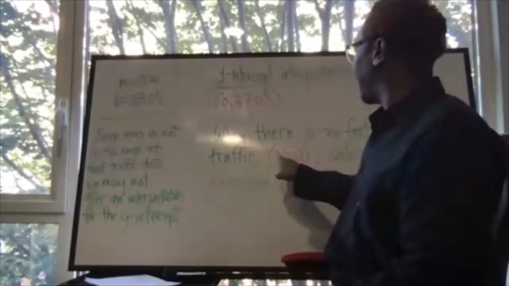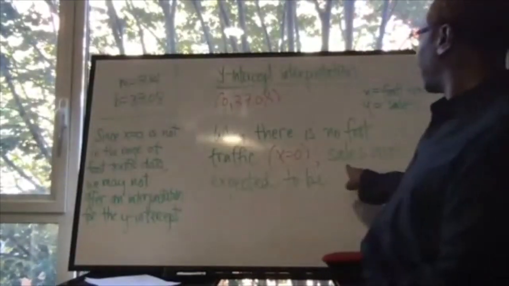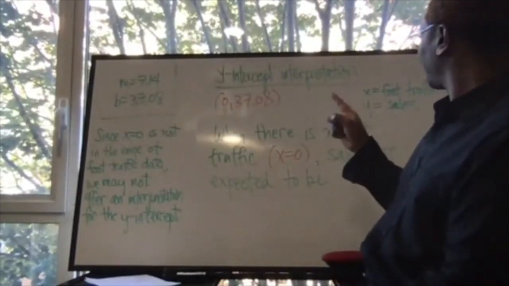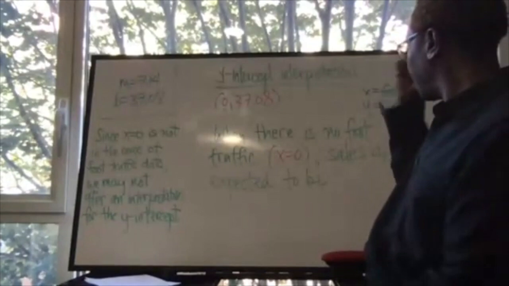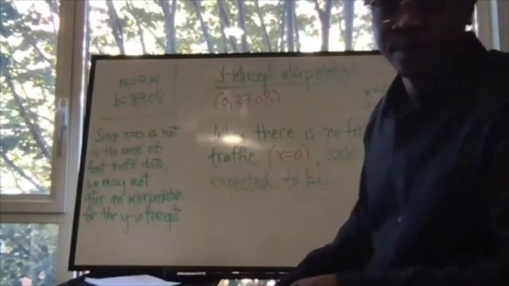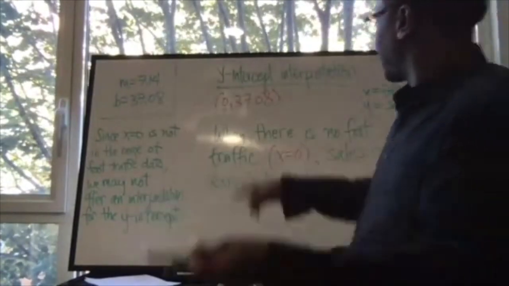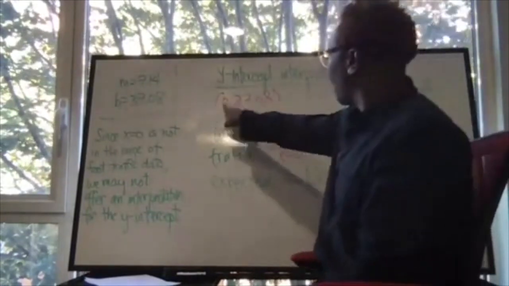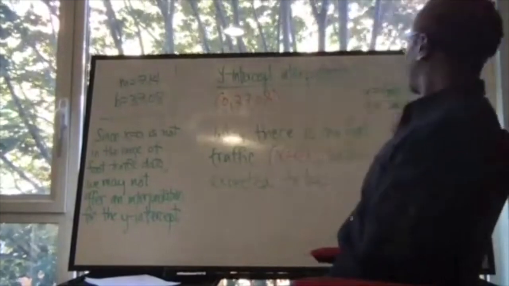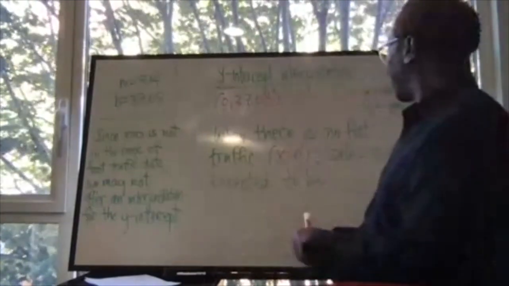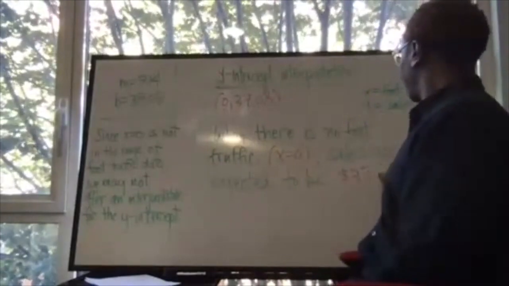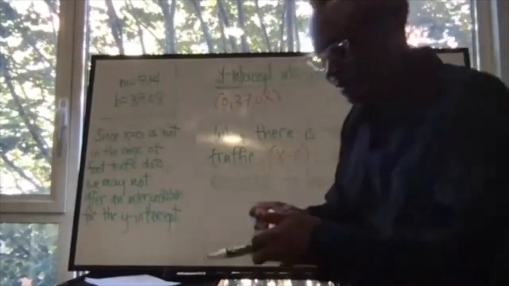So we're finished with that, and now we move on to sales. Sales are expected to be what? So which one of these deals with sales? Yeah, the 3708, right? So when there was no foot traffic, I dealt with this part right here. Well, this is the Y here, which is sales, 3708. Sales are expected to be $37.08.